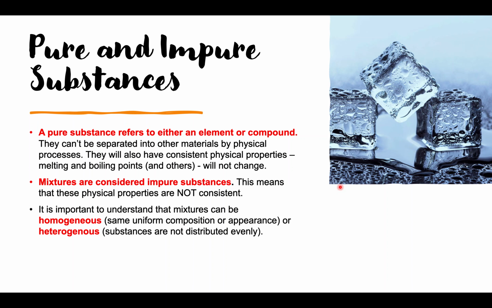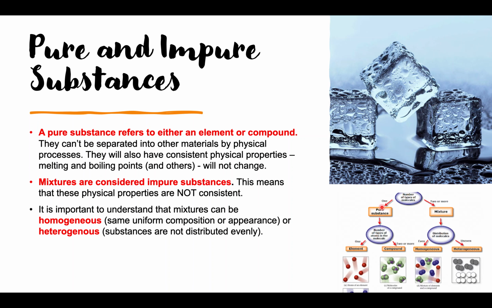So, homogeneous refers to having a uniform composition and the same appearance, whereas heterogeneous refers to substances that are not distributed evenly. Think of some common examples. Homogeneous refers to something like sugar water, whereas heterogeneous refers to something like oil and water. Now, in the bottom right of your screen, it might be a bit hard to see, but I want you to notice that dichotomous key there and how it differentiates what we've just learned so far.